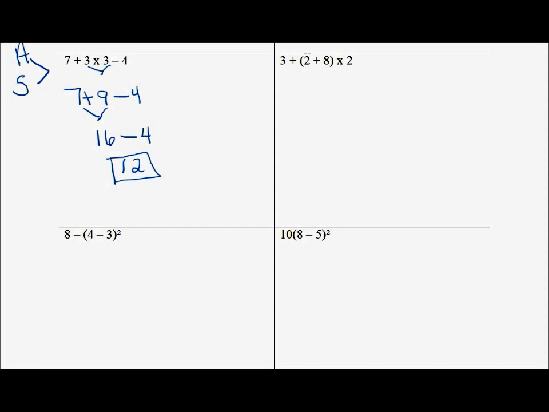This next one, I see here I have grouping symbols. I'll bring down the 3 and the plus. Now in the grouping symbols, I have 2 plus 8, which is 10. Then I'll bring down my times 2. Next in the order will be the multiplication. So that'll be 3 plus 20. 10 times 2 is 20. And then finally, I'm left with just addition. 3 plus 20 is just 23. That's my final answer.